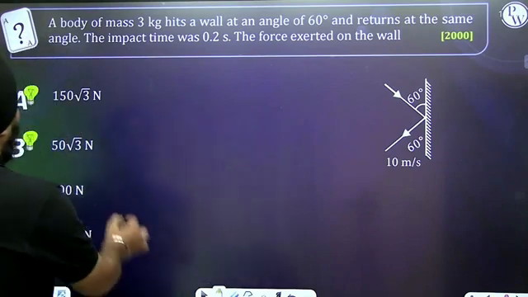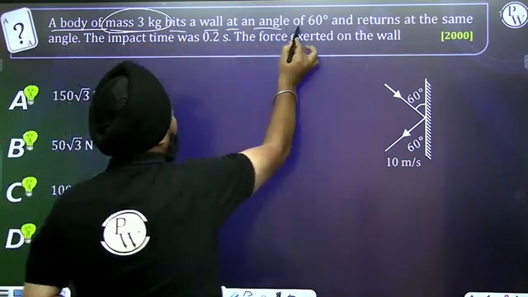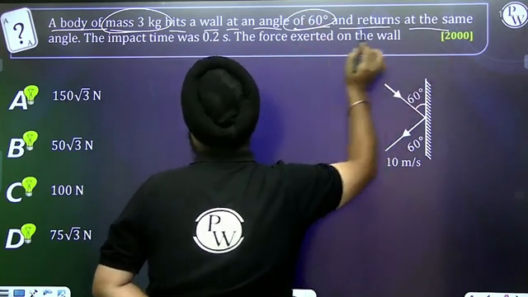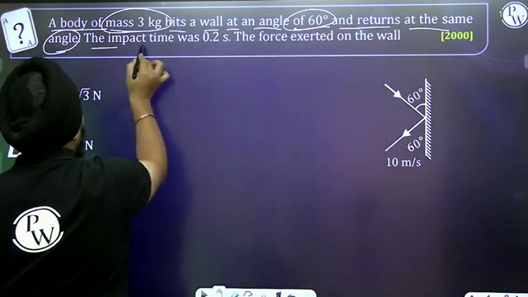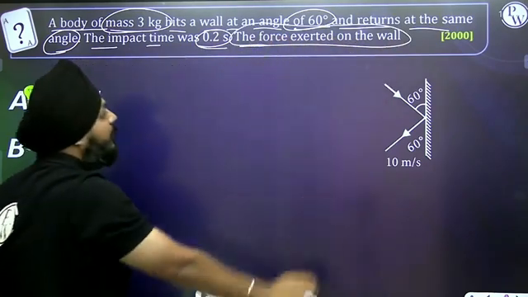Second, a body of mass 3 kg hits a wall at an angle of 60 degrees and returns at the same angle. The impact time was 0.2 seconds. The force exerted on the wall will be what?